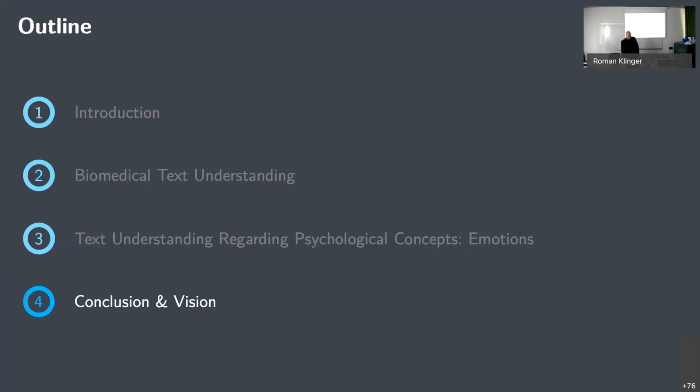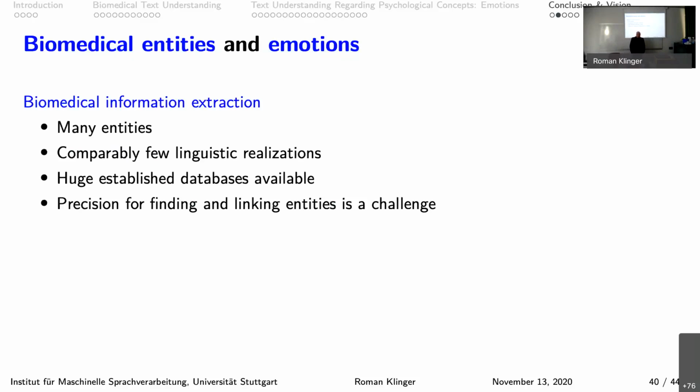All right, so now I talked about two pretty different topics: biomedical entities and emotions. So let's look at this again. In the biomedical information extraction field, we have many entities that we would like to find, and each of them has comparably few linguistic realizations, at least compared to other concepts. There are huge databases available, which are also pretty established. And I would say the main challenge is the precision in predicting things.